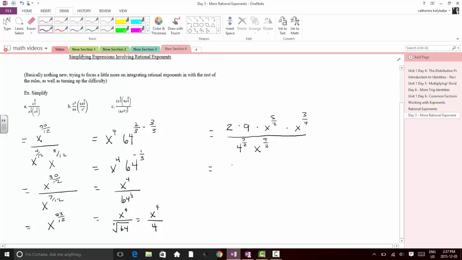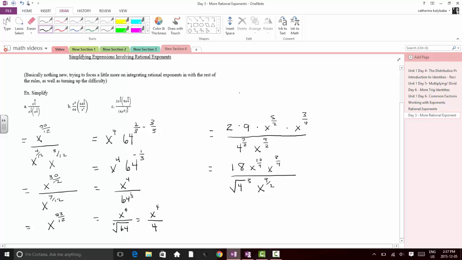So now we can start to simplify. 2 times 9 equals 18. And here I need to go 10/4 so that I have common denominators, 3/4. Here I have the square root of 4 to the power of 3. The denominator is always the root. The numerator is the exponent. And x to the 9/2.